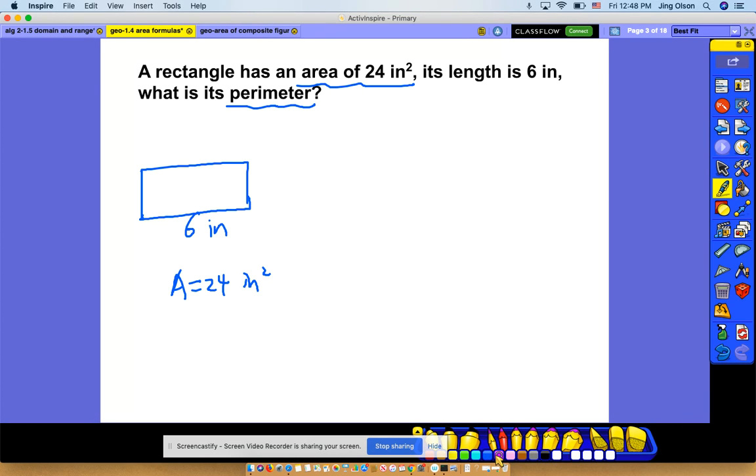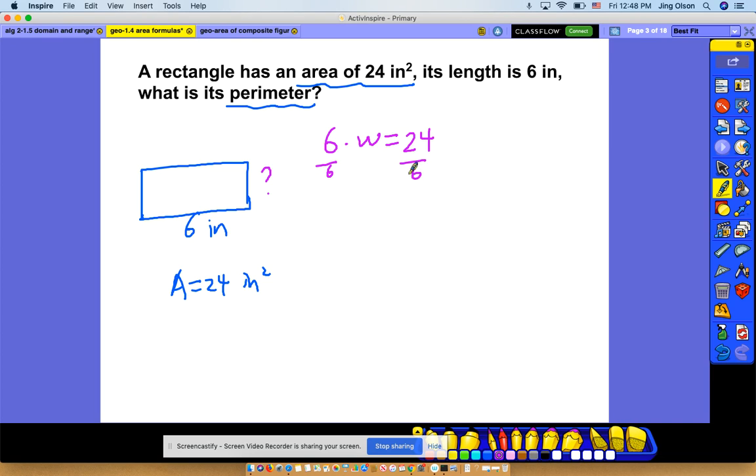This is not a one-step thing here. Before we can find the perimeter, we have the area, we need to find the width, right? So length times width is the area of the rectangle. So 6 times which number? Length times width is equal to the area, 24.